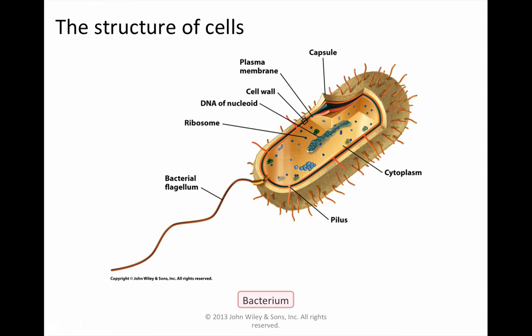So here with this bacteria, we can see the nucleoid region, so there is no membrane-bound nucleus. It's just a nucleoid region where all the DNA is compacted together. This is found within the cytoplasm. These little dots are going to be ribosomes.